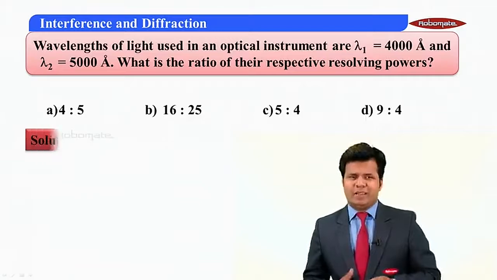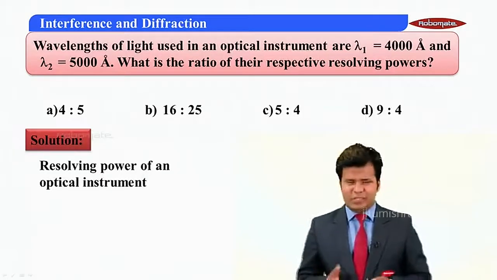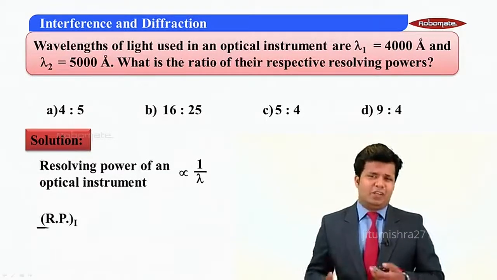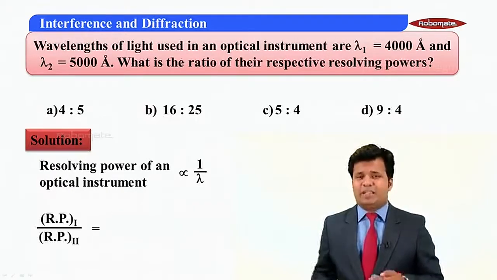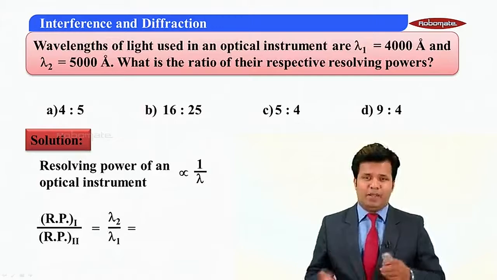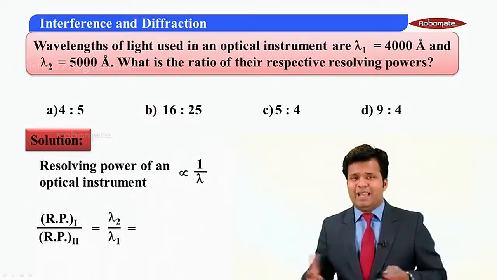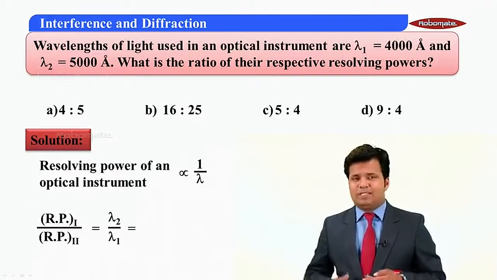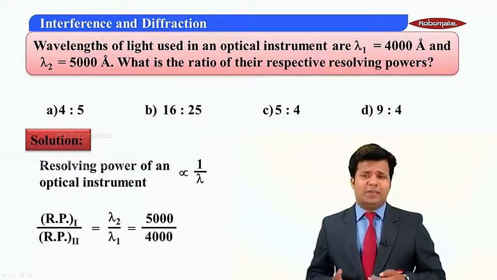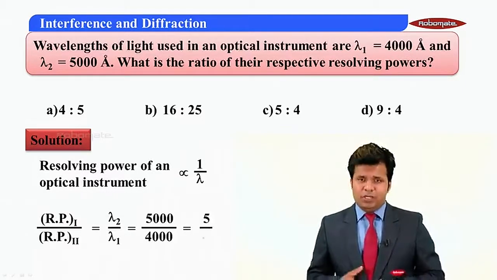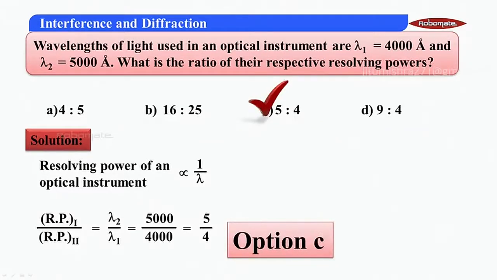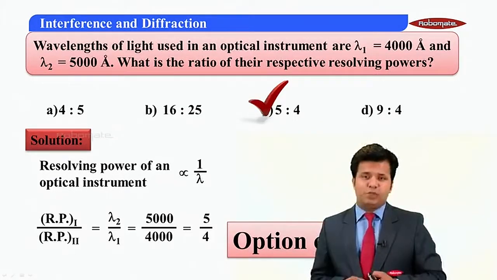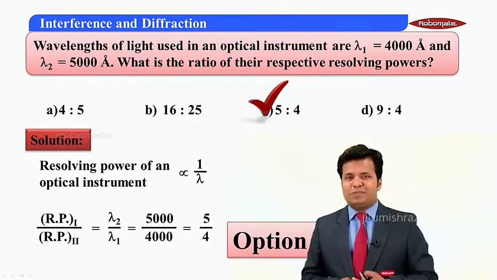We know that they are inversely proportional. So we write resolving power of the first upon resolving power of the second is lambda 2 upon lambda 1, as they are inversely proportional. Lambda 2 is 5000 and lambda 1 is 4000, so it comes to 5 by 4, which is my option C. So students, this was the answer, 5:4, and that's it from this particular module.